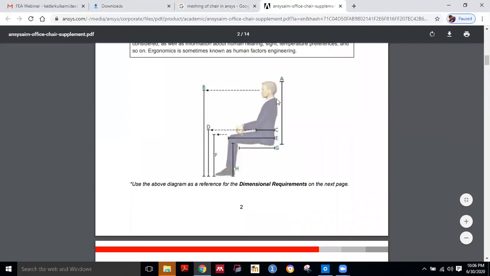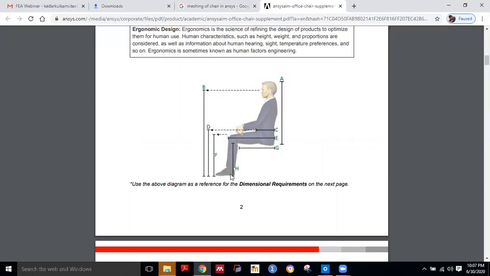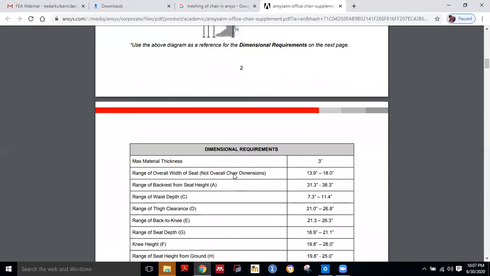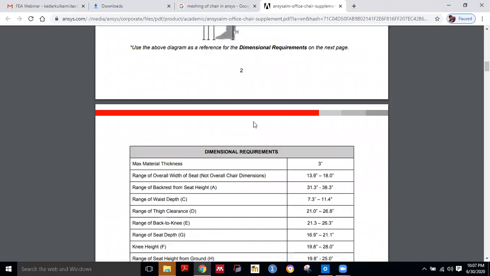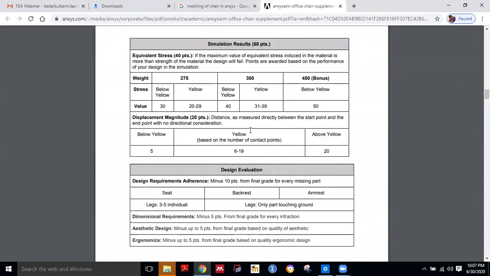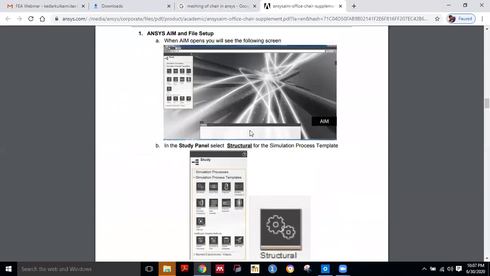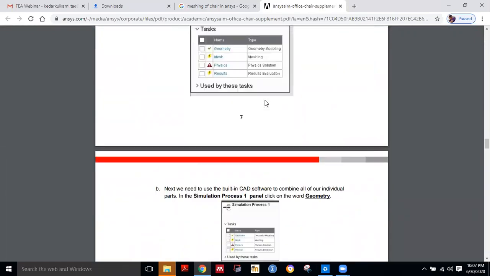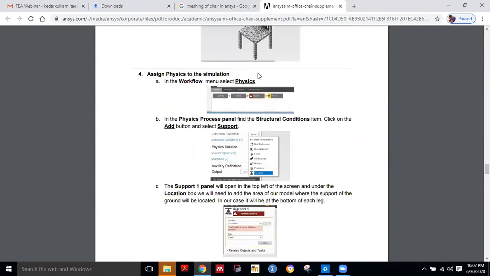So, for that purpose, we need to analyze how the person is sitting. Then we need to go for what is the height of that person from the bottom. We need to check at what height the person can sit comfortably. We have to consider all the aspects of that person, the overall weight of that person, and we need to go for modeling in such a way that the chair should not fail. We have to choose the material. Yes, this is the model done. Then after the model, the meshing is done.